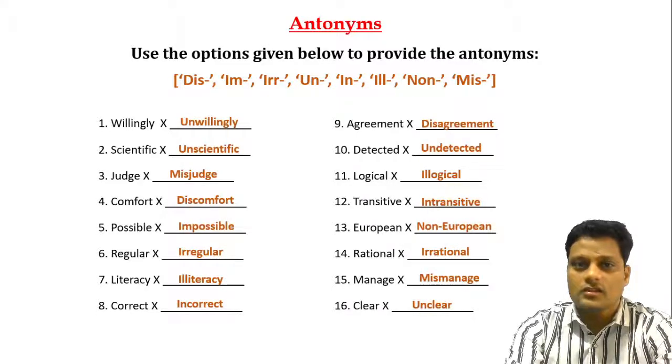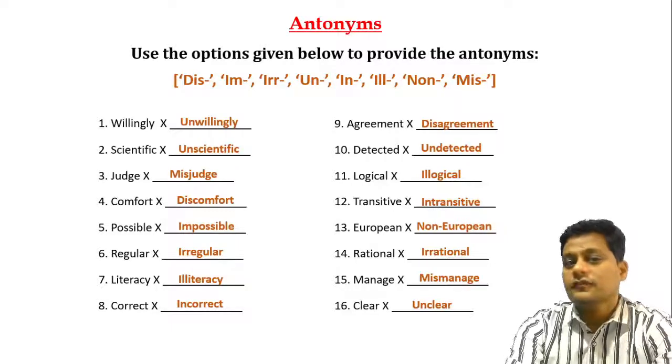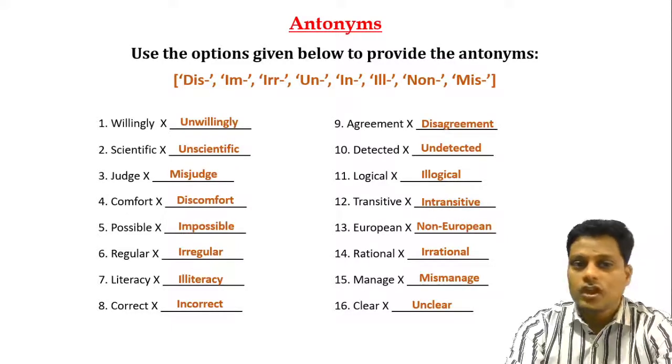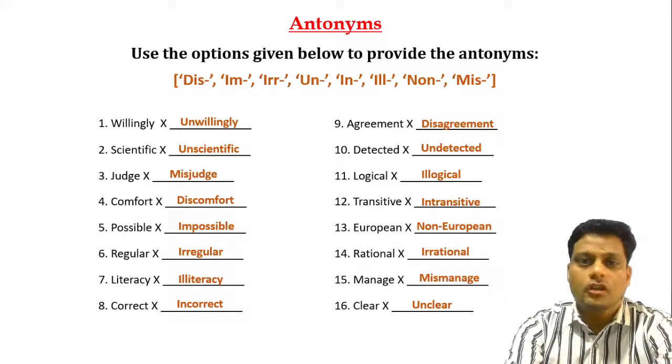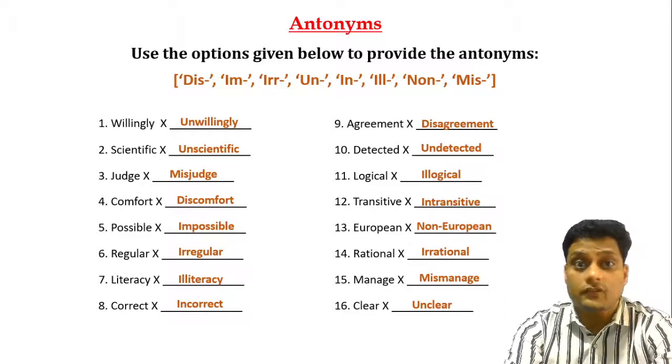Here are the answers. Let me read them out quickly. Willingly is unwillingly. Scientific is unscientific. Judge, misjudge. Comfort, discomfort. Possible, impossible. Regular is irregular. Literacy, illiteracy. Correct, incorrect. Agreement, disagreement. Detected, undetected, logical, illogical, transitive, intransitive.